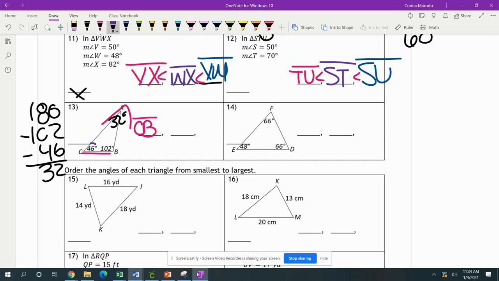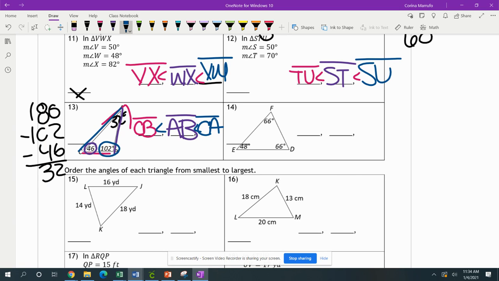And then we have 46 as the next one. So the side across that is AB. And then we have the 102 is the biggest angle. Across that is CA. Okay. You would put the less than signs, or you can put the commas. It just depends on the problem and how they're asking for the answer. But I'm just showing you guys both ways.